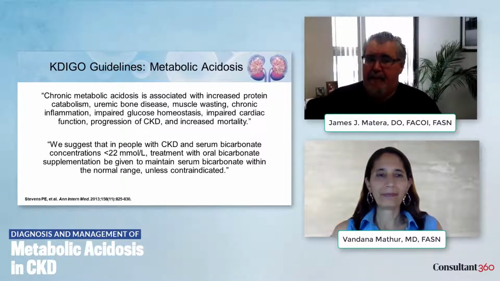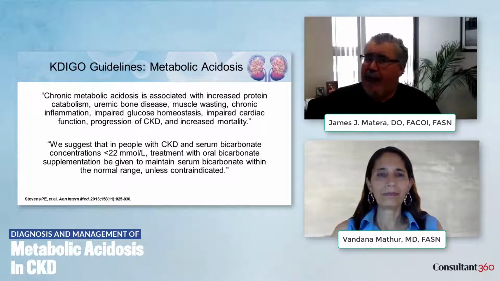Okay, so KDIGO came up with some guidelines for us as far as metabolic acidosis is concerned, and these were published back in 2013. Chronic metabolic acidosis is associated with increased protein catabolism, uremic bone disease, muscle wasting, chronic inflammation, which we heard in Module 1 is an impactor and leads to fibrosis, impaired glucose homeostasis, impaired cardiac function, progression of CKD, and all of those together increase mortality. So anything we can do to reduce the mortality in this already compromised patient population is so important.